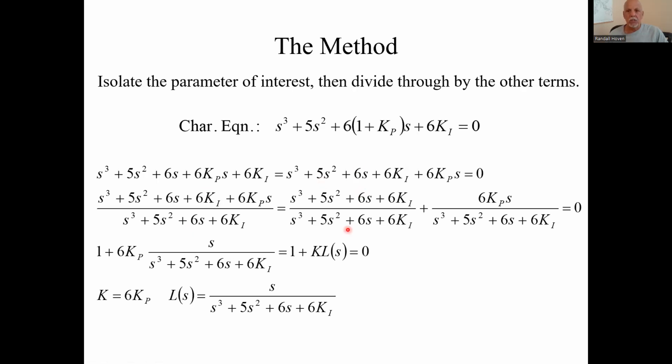That upfront part will just cancel. This is all one, and you're left with this thing. Now this is in the form, in fact, see this part? Monic numerator, monic denominator. This is in the form we wanted. So this is our L of S. And our root locus K is going to be 6 times K sub P. This is the L of S we use for root locus analysis. It's not just simply G times H.